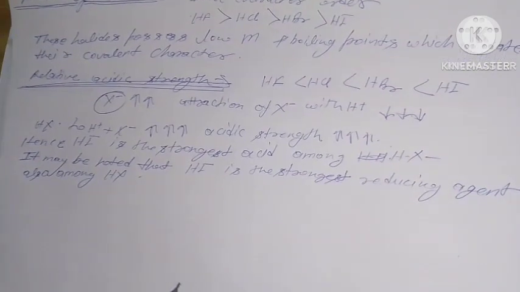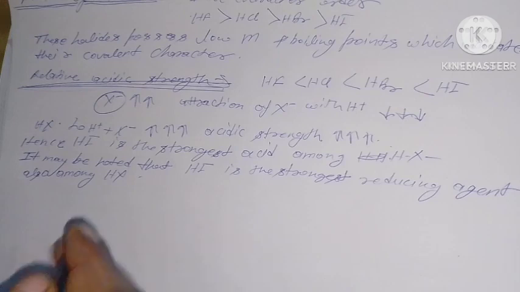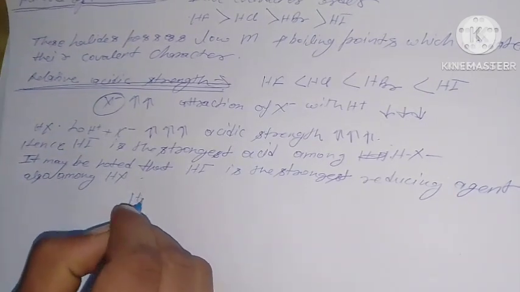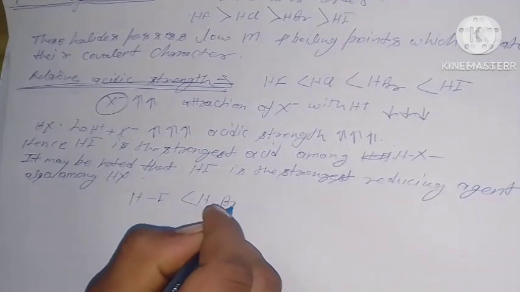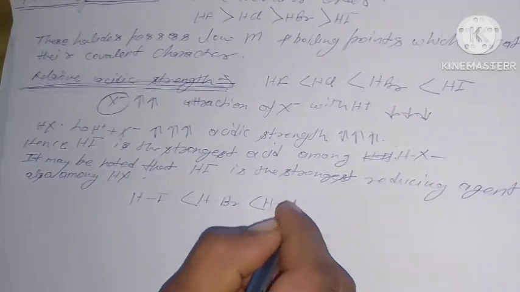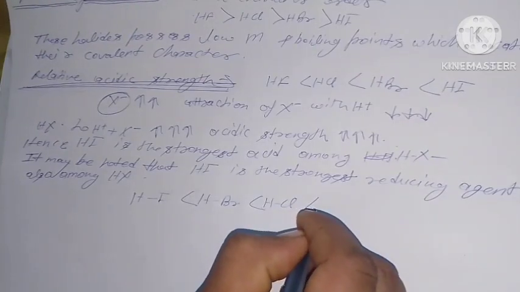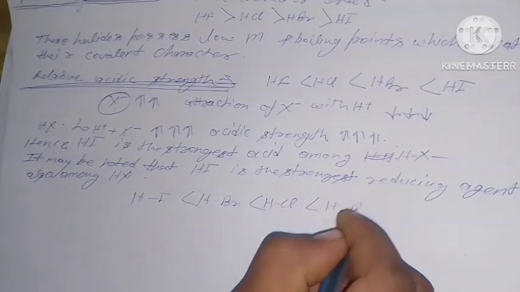All hydrides of halogens ionize in water and behave as acids. Hydrogen fluoride is the weakest, while hydrogen iodide is the strongest acid among the hydra acids. The relative acidic strength can be explained on the basis of the relative hydrogen halogen bond strength. The bond strength has the order hydrogen iodide is less than hydrogen bromide, is less than hydrogen chloride, is less than hydrogen fluoride.